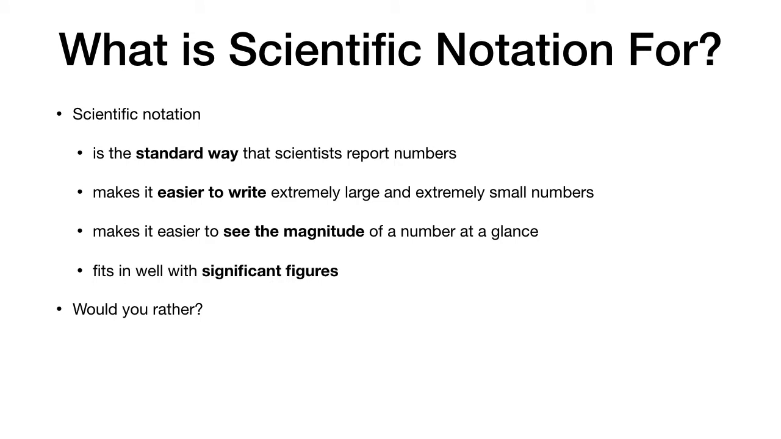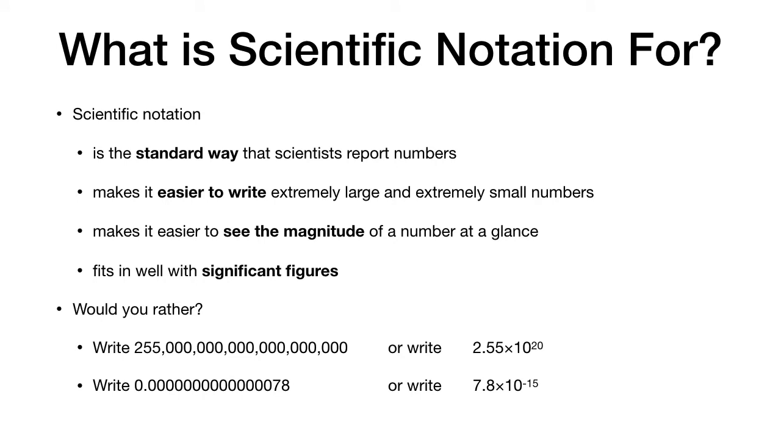So we're going to give you some examples of scientific notation. Which of these would you rather write? The left is how you would write it normally, and the right is in scientific notation. So you can see that as you write really, really, really large numbers, scientific notation becomes more and more important because it simplifies the way that you write big numbers. And likewise for small numbers. Would you rather write the number on the left or the number on the right? They're both the same number, but the number on the right is in scientific notation.